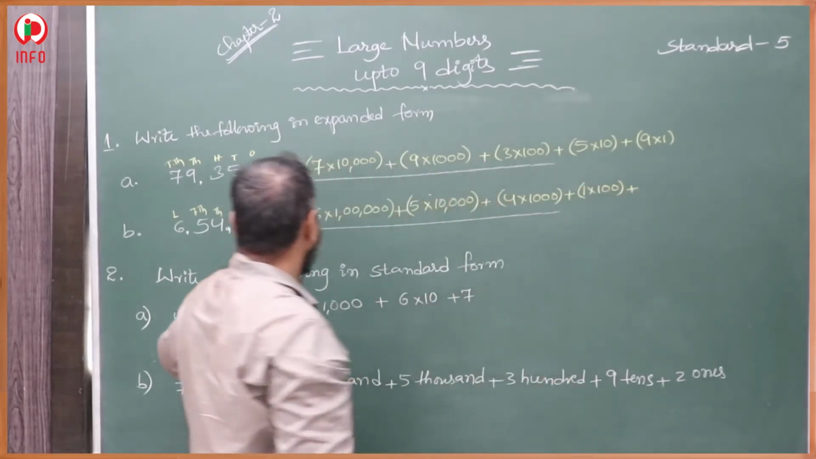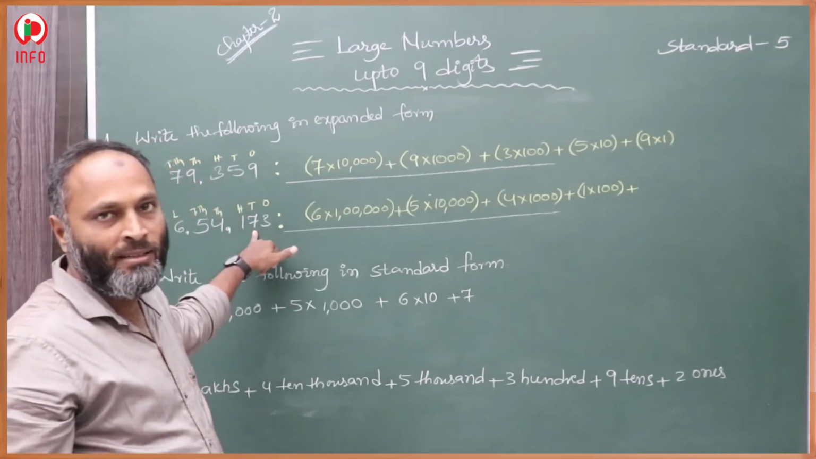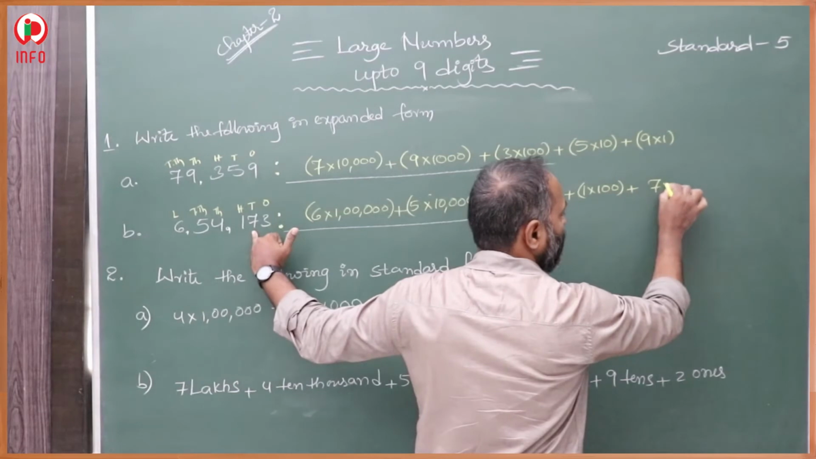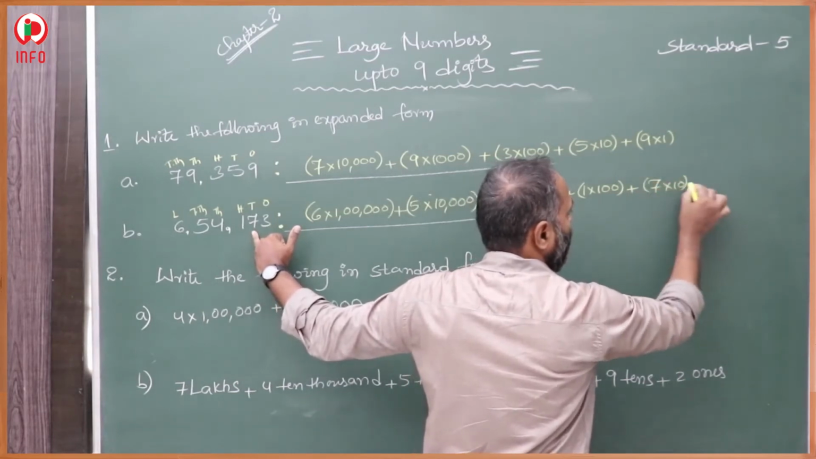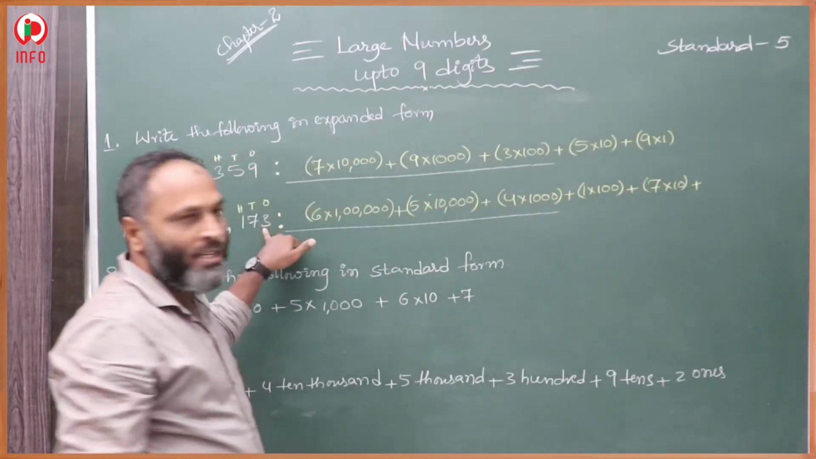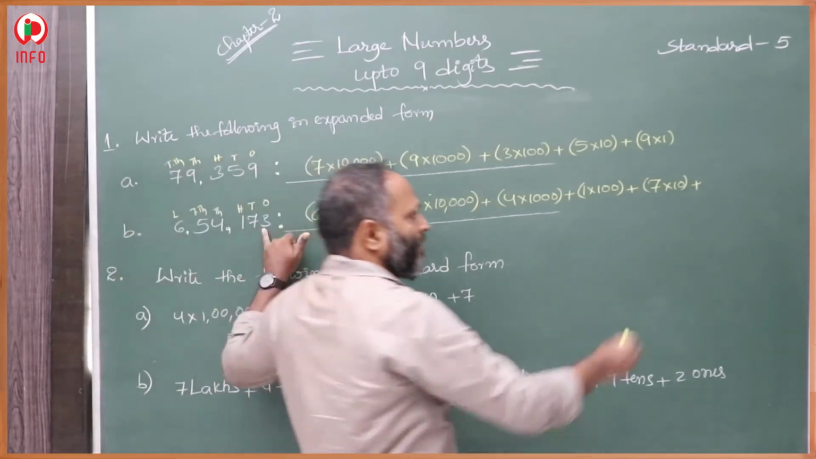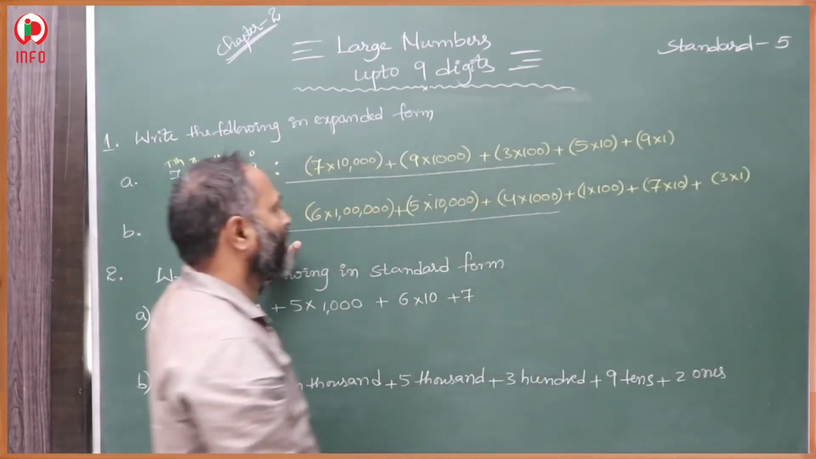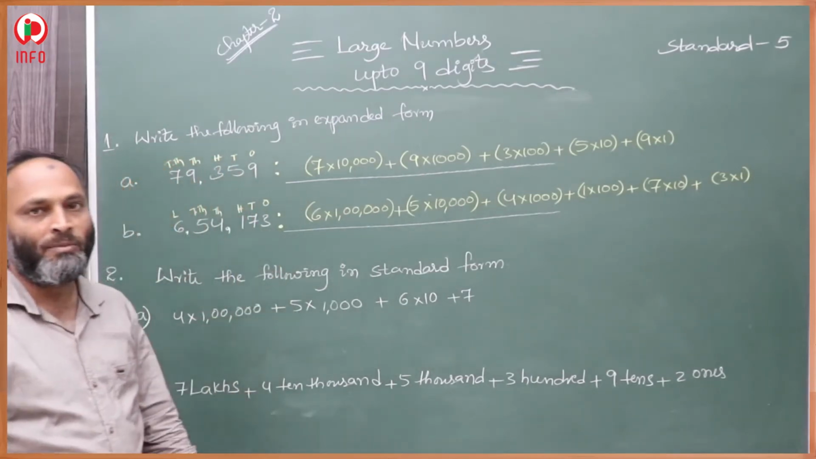Then after that, 7 is in the tens place, so 7 into 10 plus. Then 3 is in the ones place, so 3 into 1. This is the way to write in expanded form.